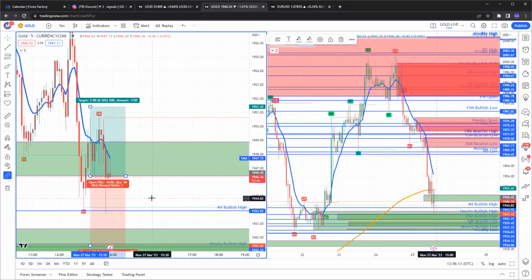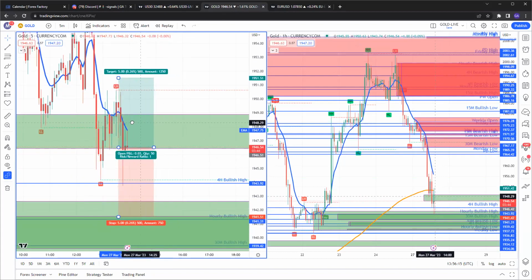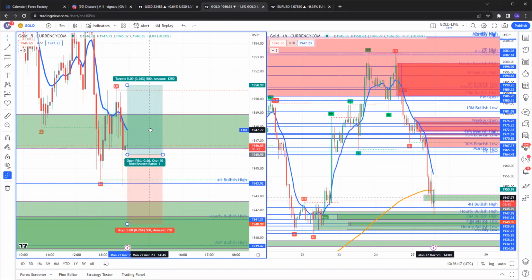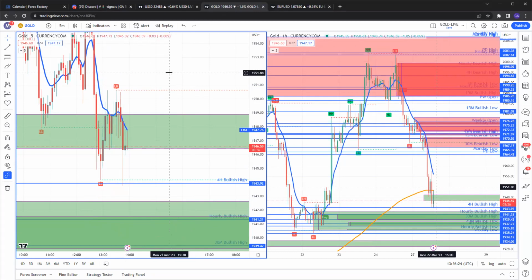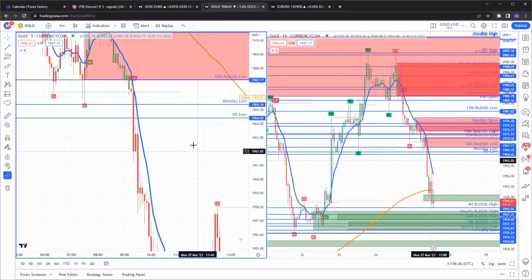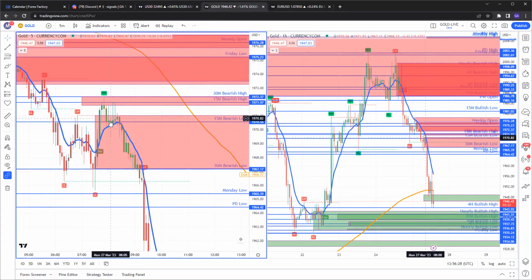Gold, we didn't take this gold. I was just marking up how you could have entered a buy up here. But you can see, for those of you who didn't attend the live session on Monday, we caught this gold sell at the very top. So we had a gold sell here.